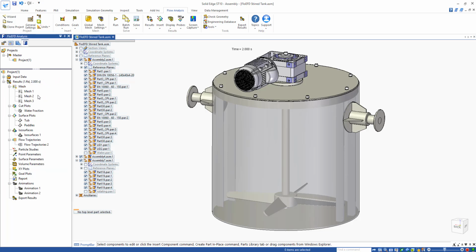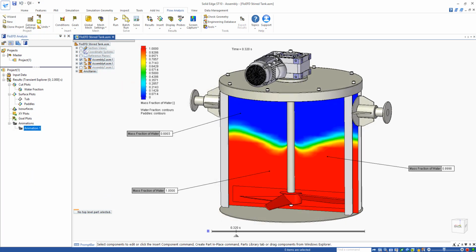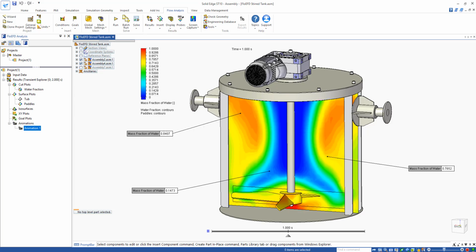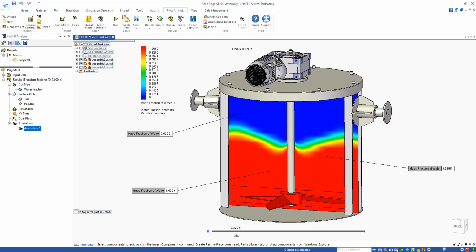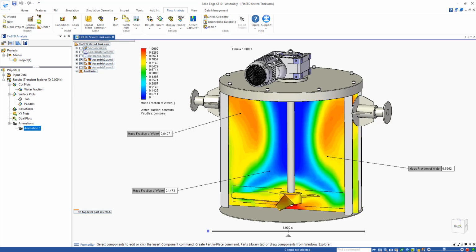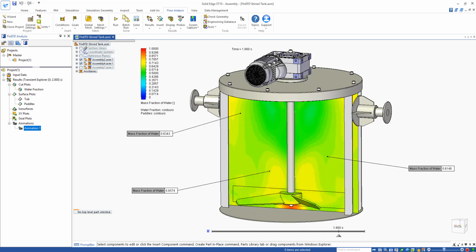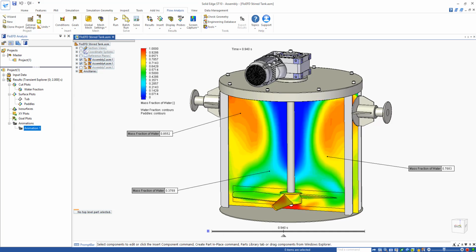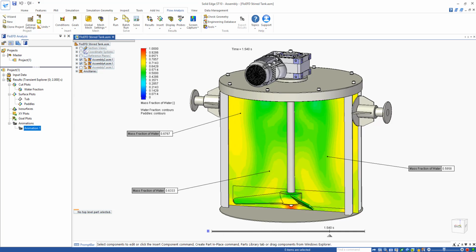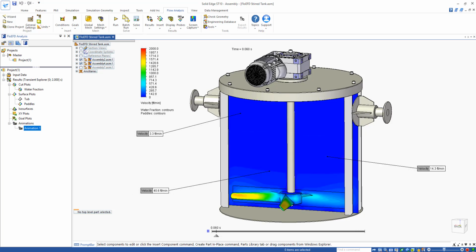So we can have a look at some of the results. The plot on the screen shows the mass fraction of water both on the paddles and as a 2D cut plot. To start, the lower half is red, indicating 100% water. As the transient progresses, we can see the mixing effect that the rotating paddles have. The paddles move the water up the outside of the tank and back down the center.